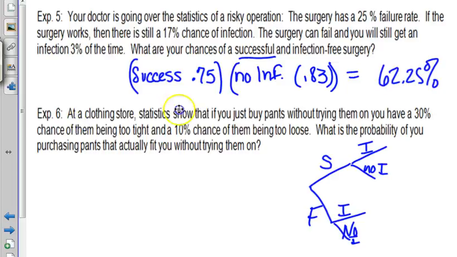Okay. At a clothing store, statistics show that if you buy pants without trying them on, you have a 30% chance of them being too tight, 10% chance being too loose. What is the probability you purchase pants that actually fit if you don't try them on?